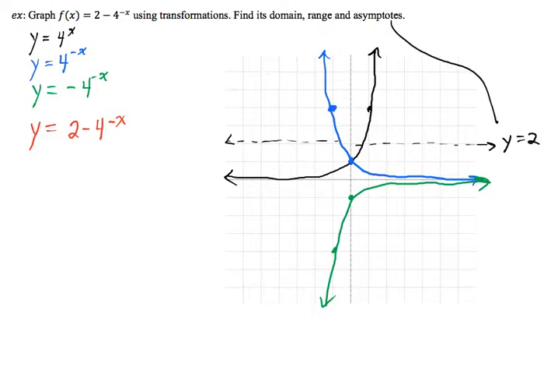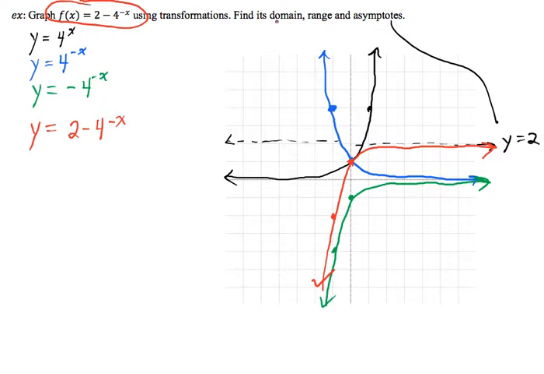Where are the asymptotes? And then we'll shift up these 2 points here. So this green point goes here, this green point goes here, and that's really enough for a pretty decent graph. So this would be the graph of our function by using transformations.